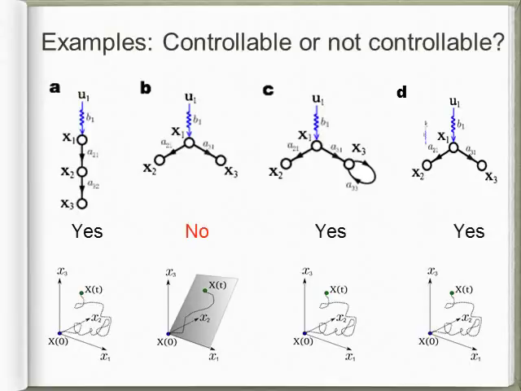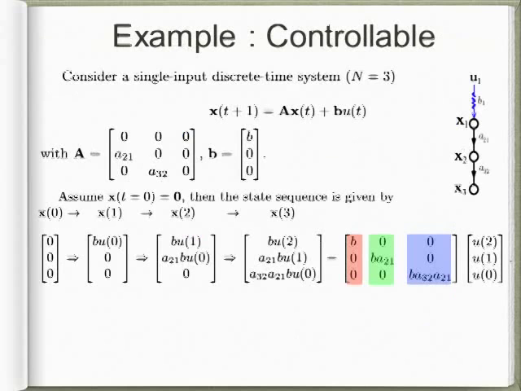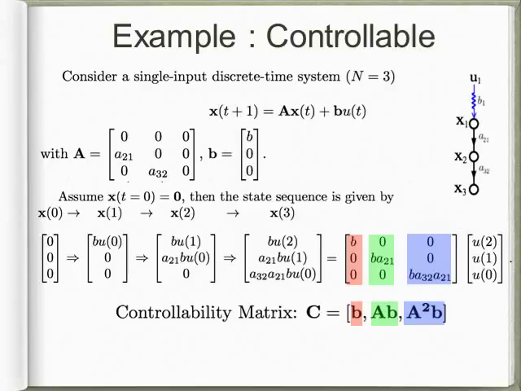You see, this column is the B. In this case, we have a single input, so the B matrix is a vector. And this column is A times B. This column is A squared times B. And because this matrix has full rank, for any given final state, we can choose the input sequence to make the system go to the final state.